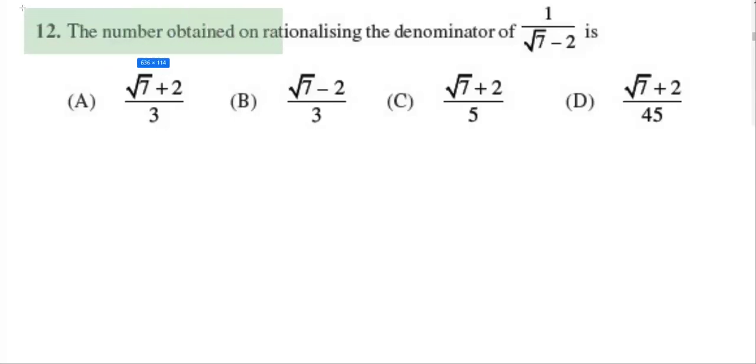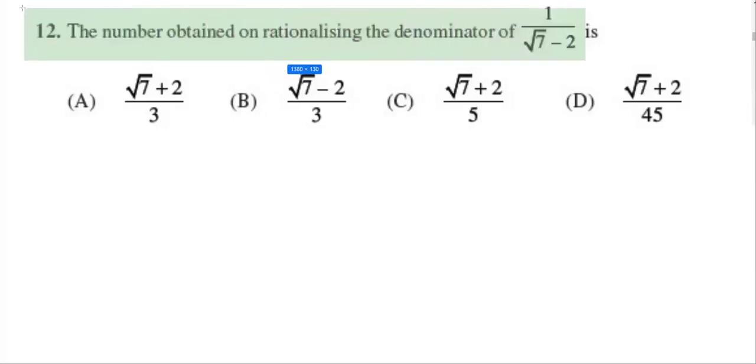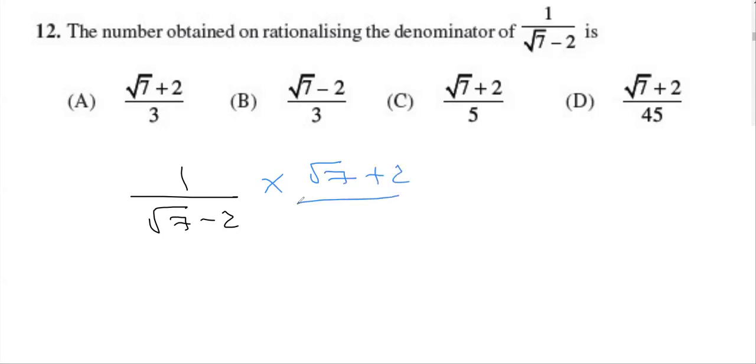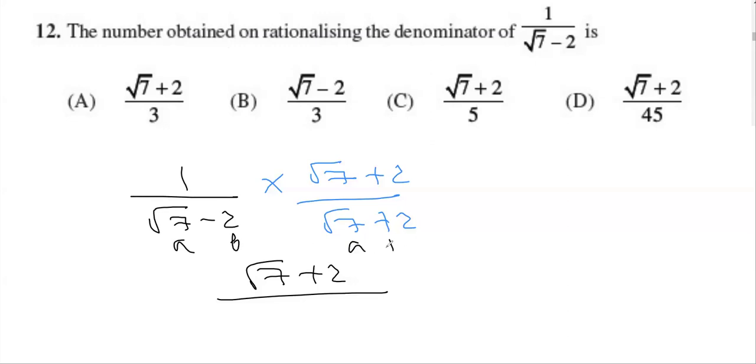In question number 12, it says the number obtained by rationalizing the denominator. Now, first I'm writing the question here. It is 1 over root 7 minus 2. As you know, here the denominator is in the form of a minus b. So in order to rationalize it, we should multiply and divide by a plus b. And if I do so, what you'll get here, 1 multiplied by this number will be under root 7 plus 2.